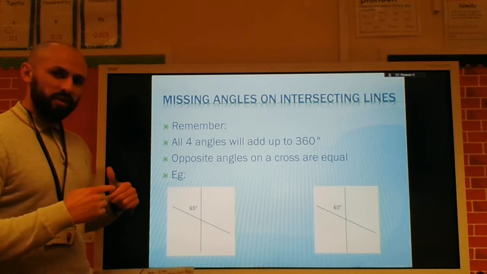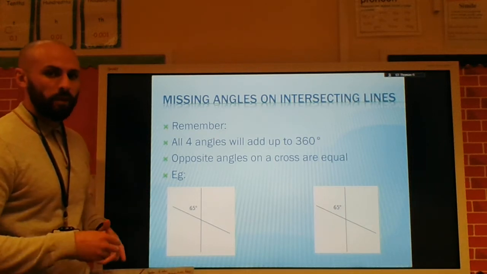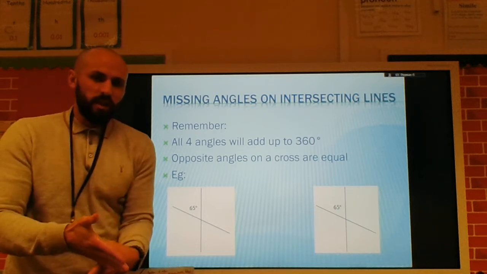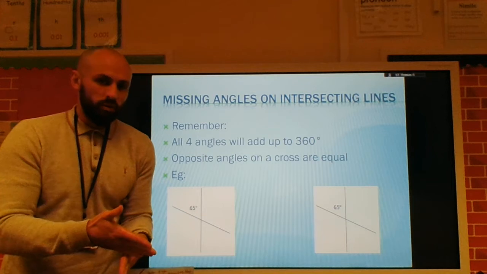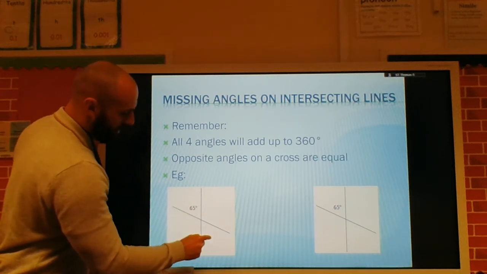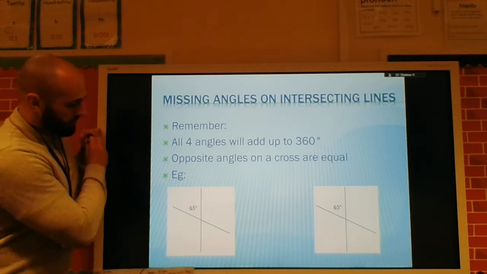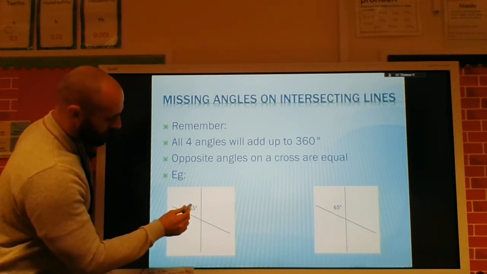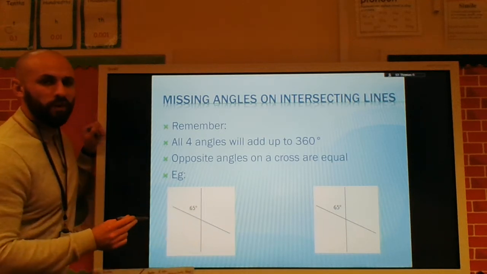But intersecting lines, finding opposite angles are nice and easy. Because they're intersecting, because the line doesn't move at all, it remains straight, that means that opposite angles are exactly the same. So, this is 65 degrees here, so I know this is 65 degrees here.